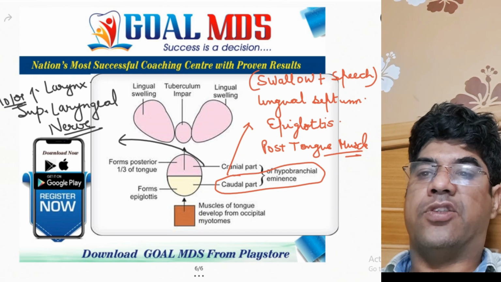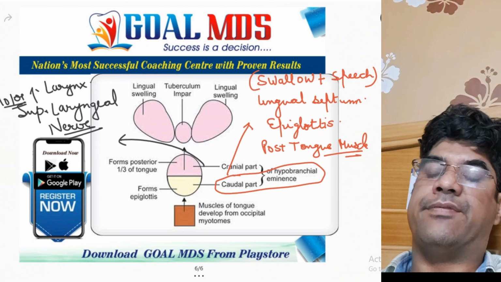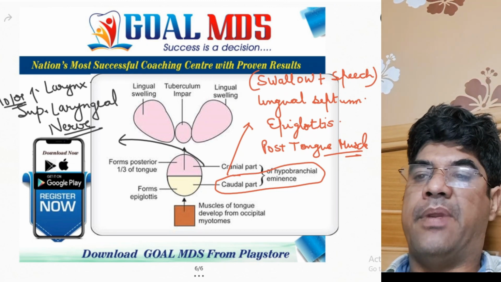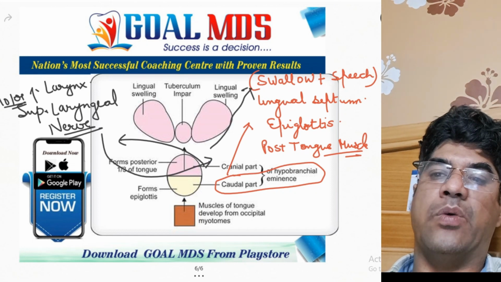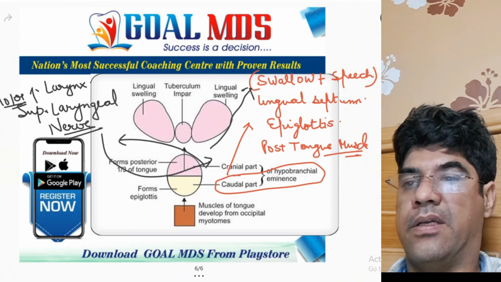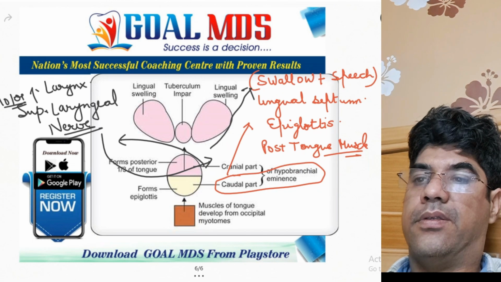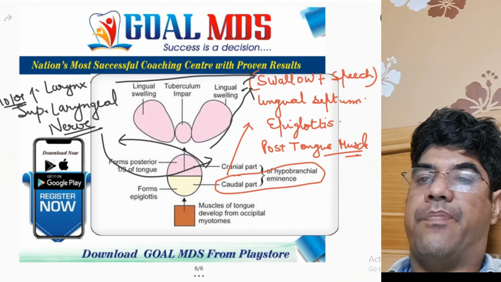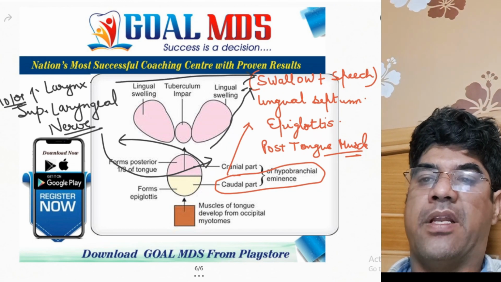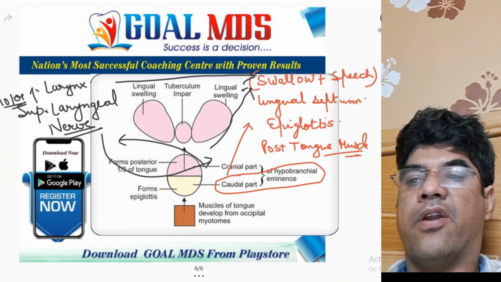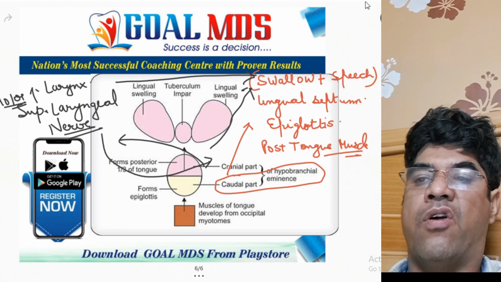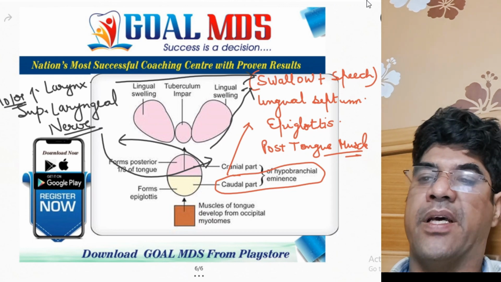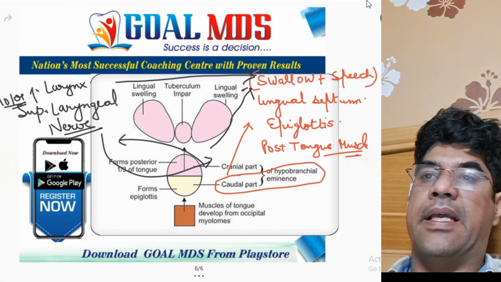The internal branch of the superior laryngeal nerve also arises from the caudal part of the hypobranchial eminence and provides sensation to the larynx above the vocal fold. So the epiglottis and extreme posterior part of the tongue are derived from the caudal part of the hypobranchial eminence, and they are involved in functions like swallowing, speech production, and laryngeal innervation.